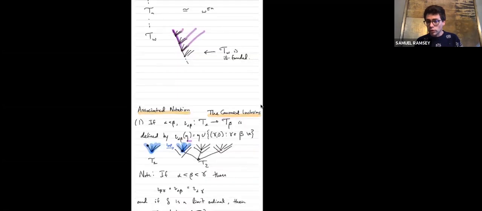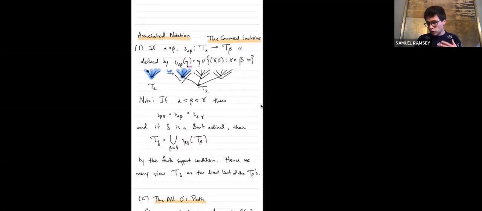But in general, if I take any node of T delta for delta limit, then I know that there has to be some place where I no longer have non-zero values. So I can view it as the extension by adding zeros of some node in T alpha for some smaller alpha. And that says exactly that the limit ordinal trees are the direct limit of the earlier indexed trees along these canonical inclusions.